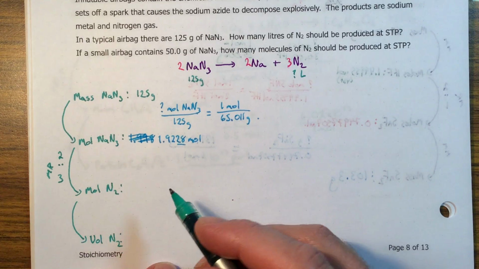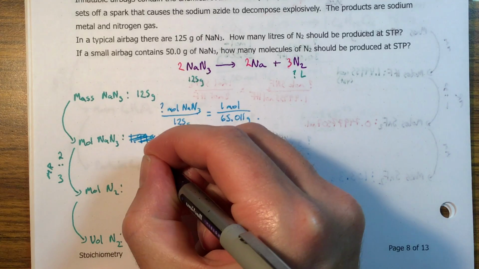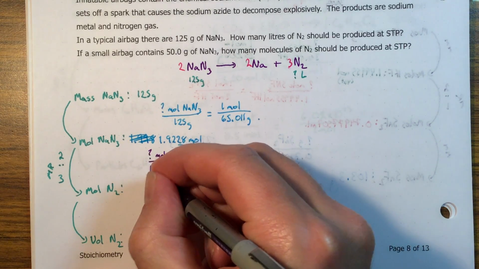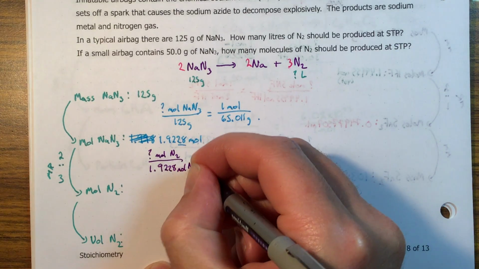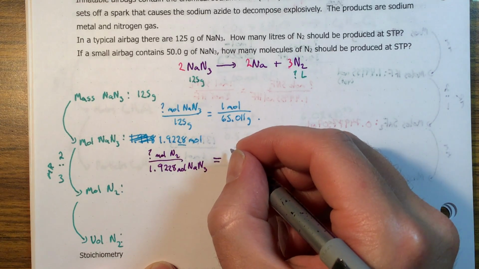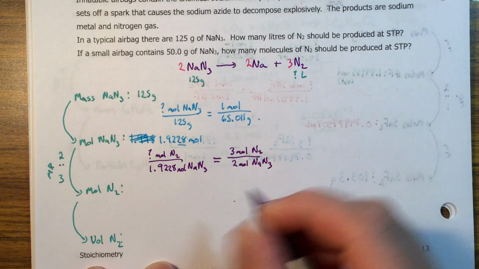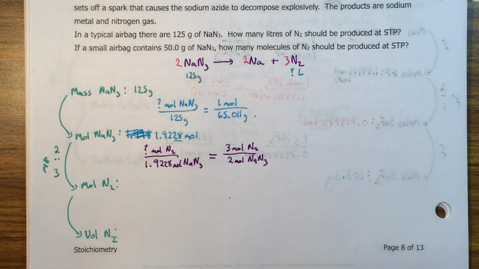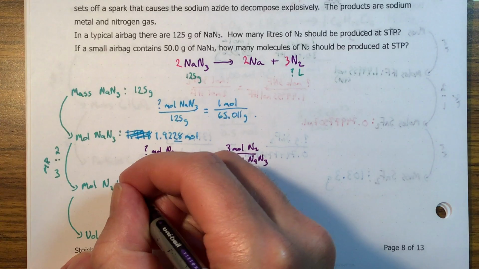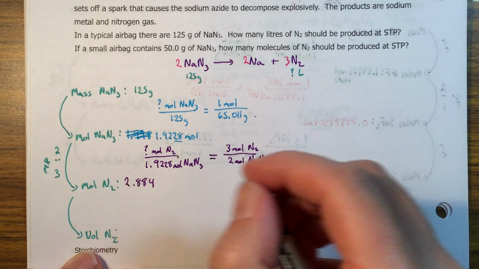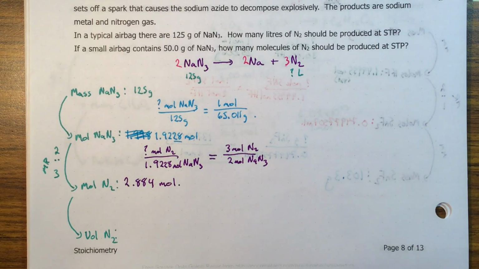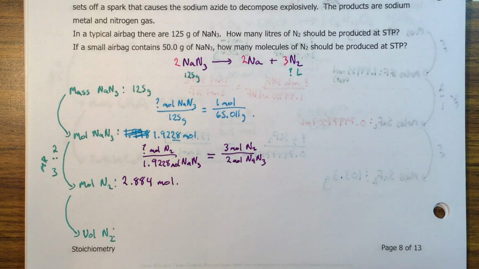How many moles of N2? So I'm not using green because I've already used green here. How many moles of N2 will there be with 1.9228 moles of NaN3 if there are 3 moles of N2 for every 2 moles of NaN3? So do 1.9228 times 3 divided by 2. So I take my answer, which is just in my calculator, times it by 3, is equal to 5.7682546, divided by 2, 2.884 moles. And I keep at least one more figure than my number of sig figs up here, but I have my whole number in my calculator.